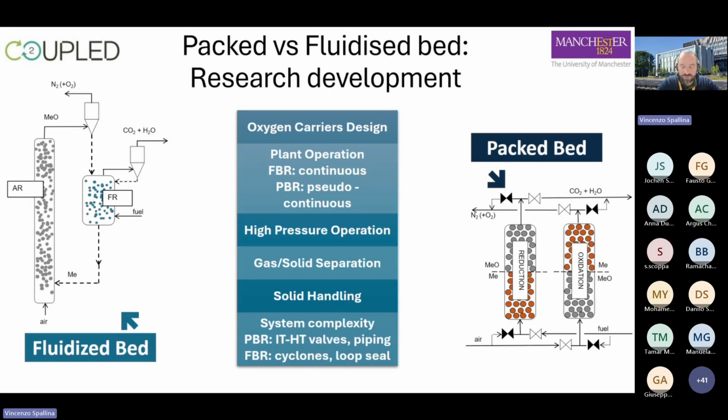Now, you have seen before from Tobias' presentation, but also in a previous general presentation, that most of the research typically occurs in circulating fluidized bed. But there is also another way to carry out chemical looping, which is with packed bed. Looking at the two concepts, there are pros and cons. Obviously, oxygen carriers have been widely developed for fluidized bed. Plant operations, being primarily continuous, are much easier in fluidized bed than in packed bed.